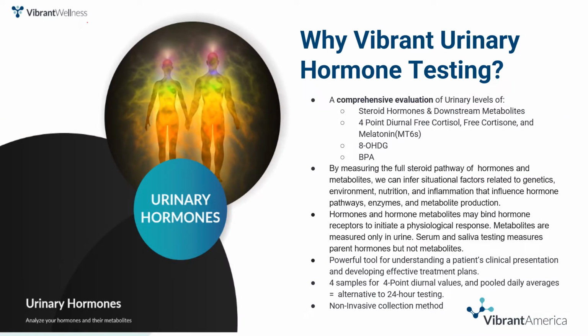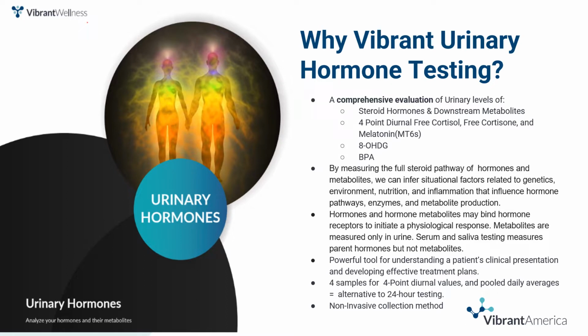Why Vibrant Urinary Hormone Testing? Urinary hormone testing is a comprehensive evaluation of urinary levels of steroid hormones and downstream metabolites, 4-point diurnal free cortisol, free cortisone, and melatonin, 8-hydroxydeoxyguanosine, a marker of oxidative stress and DNA damage, and BPA, an endocrine disruptor found widely in the environment.